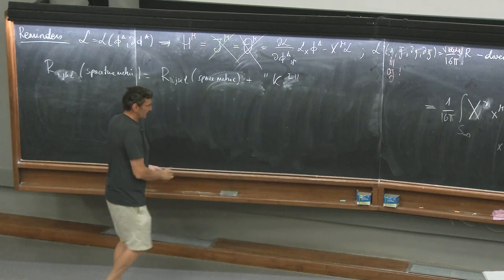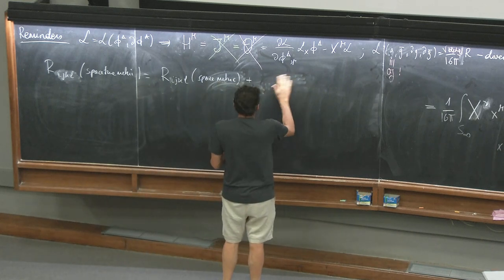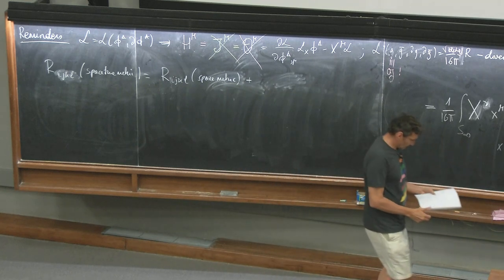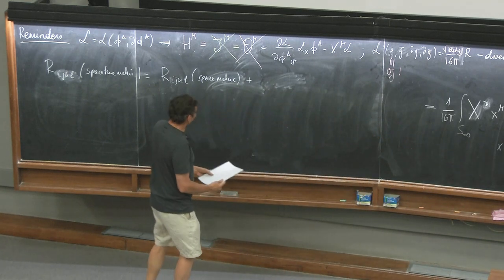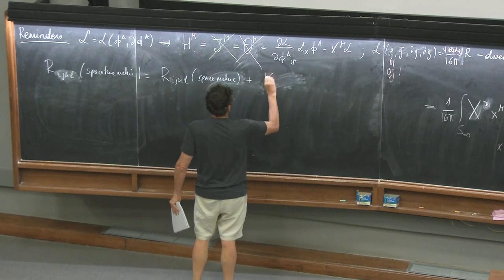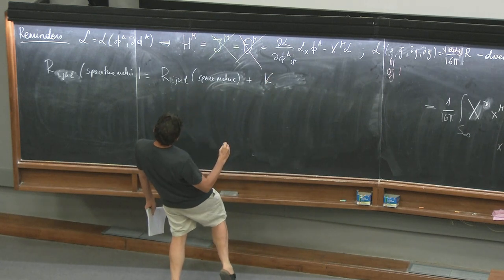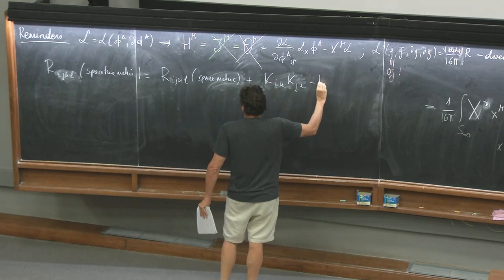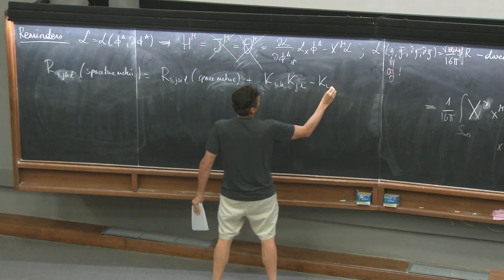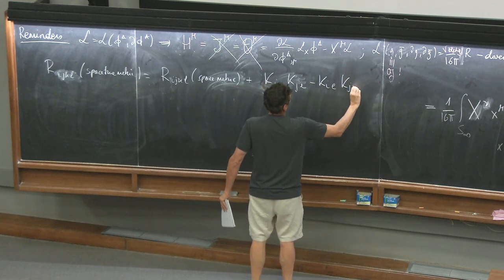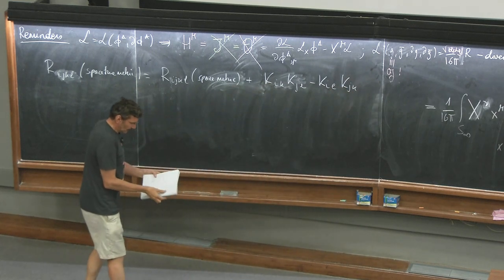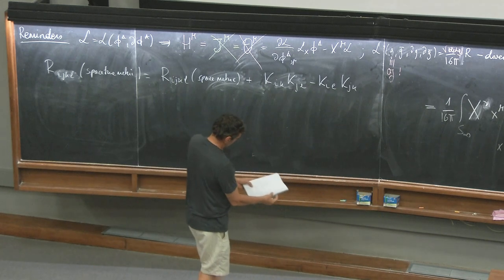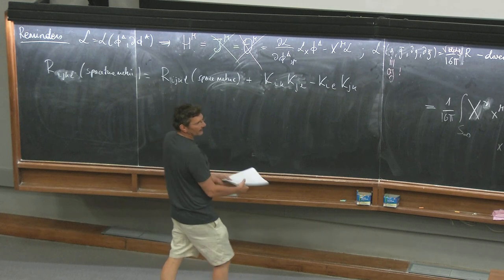So, if you want to, I can even write what they are. Well, I know roughly up to sign what they are. So if you are happy with up to sign, then it's K_aik_lj minus K_ajk_li. And with a little chance, maybe it's even correct. I think it's correct.